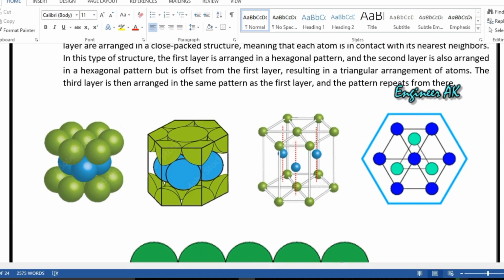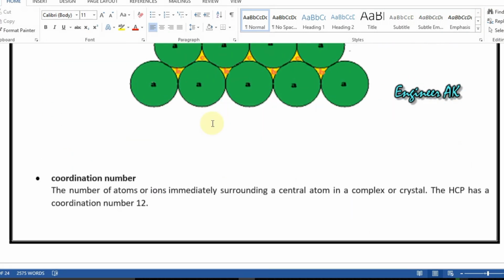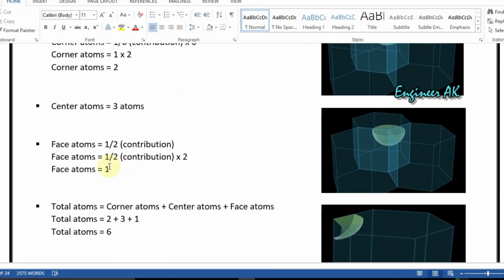Now at faces, if we talk about the faces, let me go up here. So if we talk about these faces, we can see that this face is half shared by this and the half is taken by the another structure above it, right? So half this one and half will be there below, so it will be half and half, it becomes 1, right? So at faces we have total 1 atom.